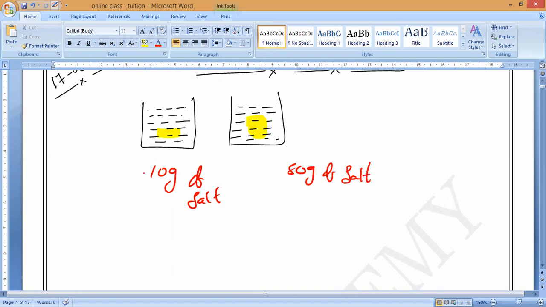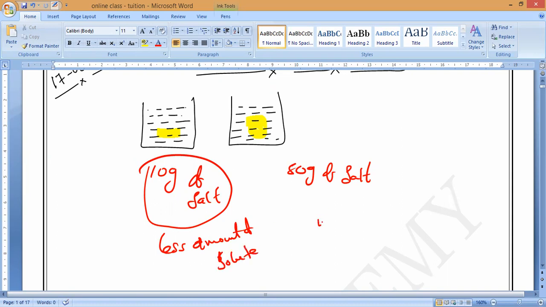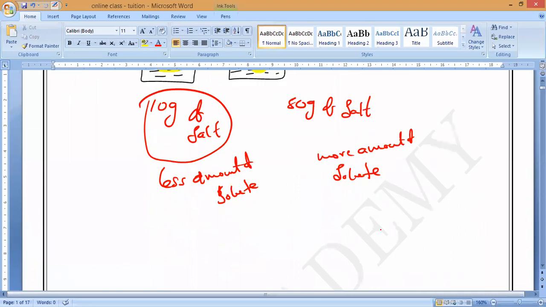So here you can see less amount of solute is dissolved. Is it yes or no? Less amount of solute here, more amount of solute there. So wherever you can see less amount of solute is dissolved, this is called, we can say, low concentration. What should we call it? Low concentration. Wherever we can see more solute is dissolved, that is called high concentration. What should we call it?